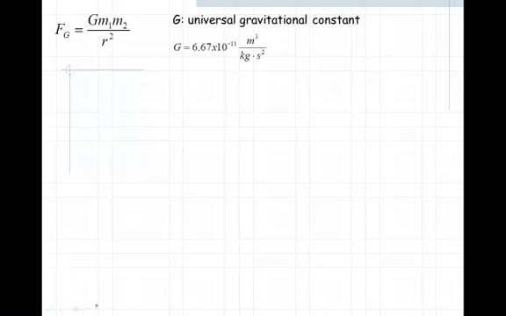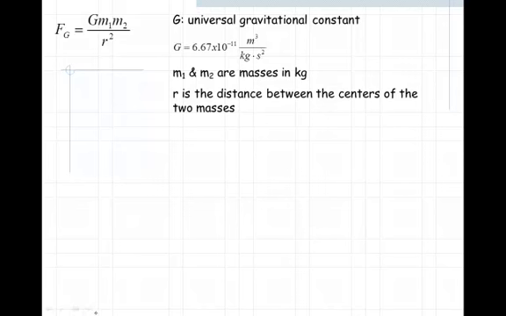So that's true at all times, so that's constant. M1 and M2 are the masses in kilograms. R is the distance between the centers of two masses. So if we were to ask the question, what is the force due to gravity on the Earth by the Moon?